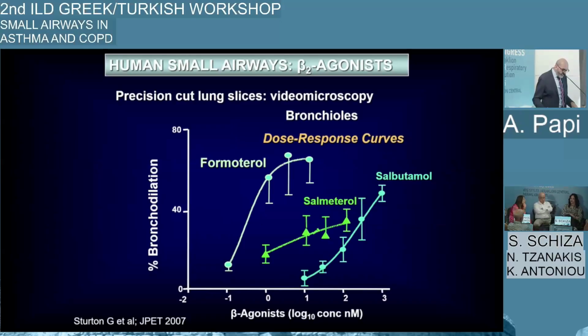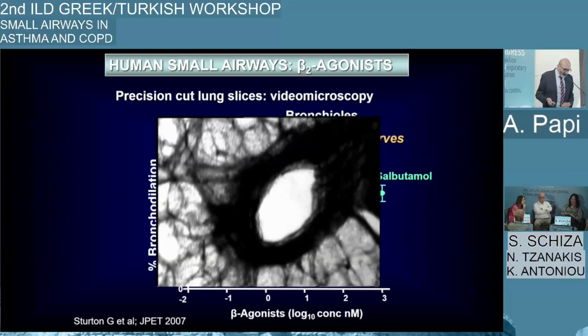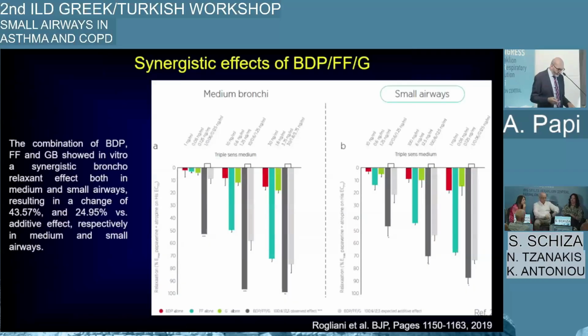How about bronchodilators? Nice. These are video macroscopic bronchioles, precision-cut lung slices, a single slice, showing the movement of the airways after adding the bronchodilator in bronchoconstricted airways. The nice dose response of formoterol when we can reach peripheral airways. This is what happened in a bronchoconstricted slice after the addition of a bronchodilator in peripheral airways. Yes, we have a response.